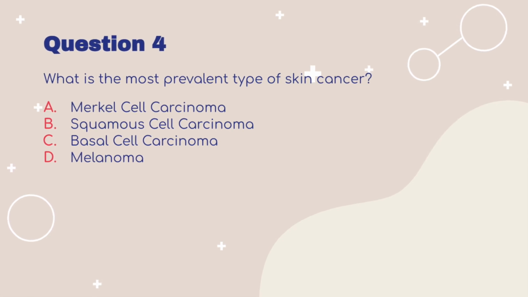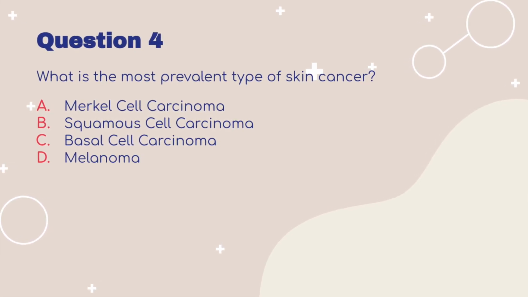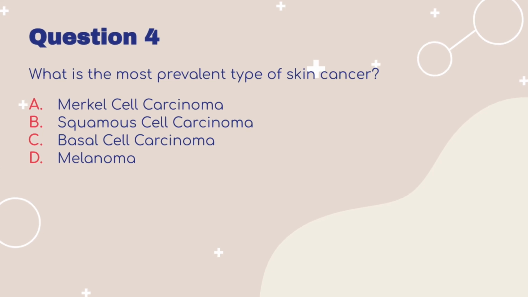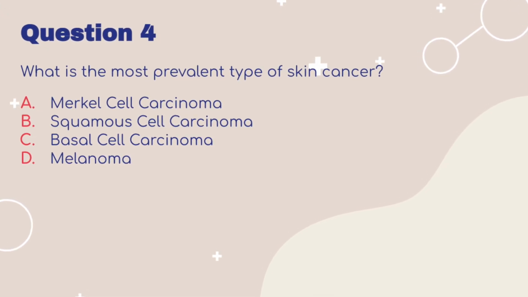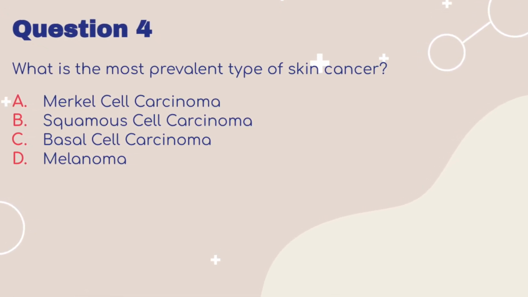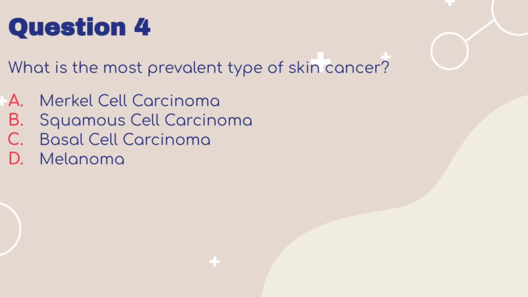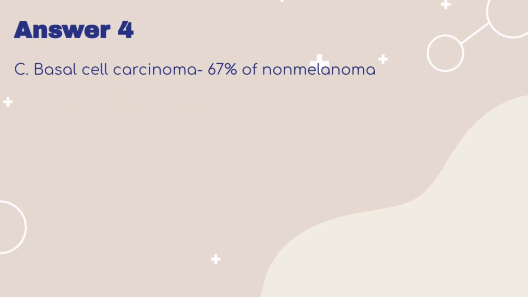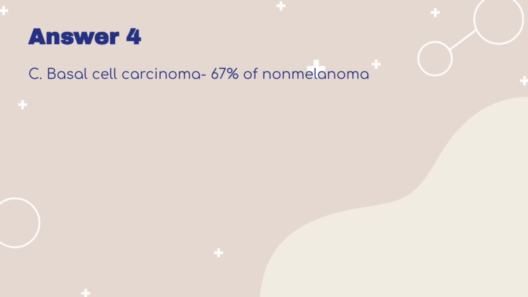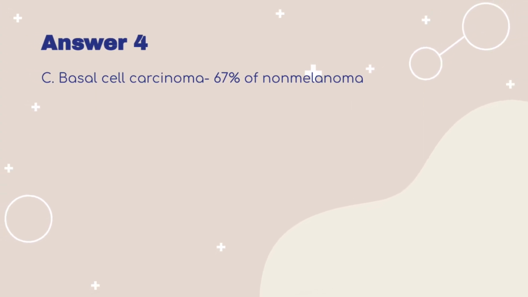Question 4. What is the most prevalent type of skin cancer? A. Merkel cell carcinoma, B. Squamous cell carcinoma, C. Basal cell carcinoma, or D. Melanoma. The answer is C. Basal cell carcinoma, 97% of non-melanoma.